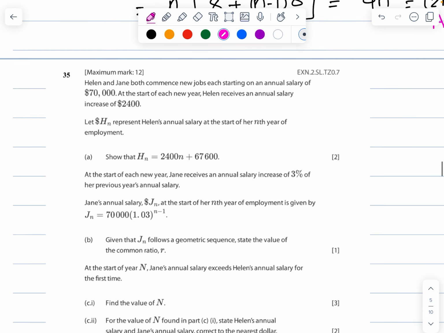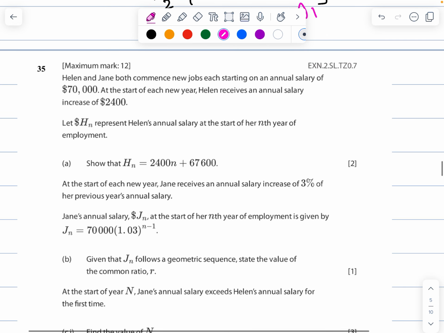Question number 35. Helen and Jane commence new jobs, each starting at an annual salary of 70,000. At the start of each year, Helen receives an annual increase of 2,400. Let Hn represent Helen's annual salary at the start of the nth year. Show that Hn equals this one.